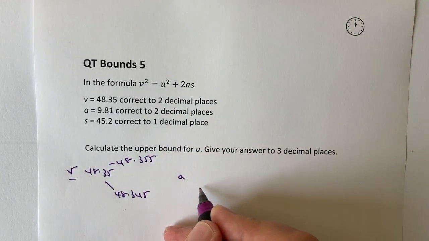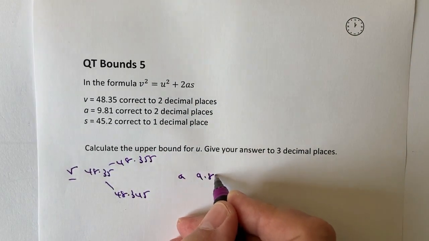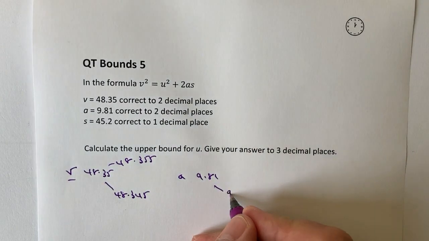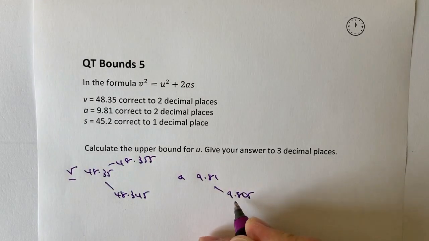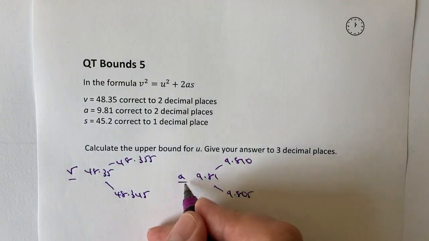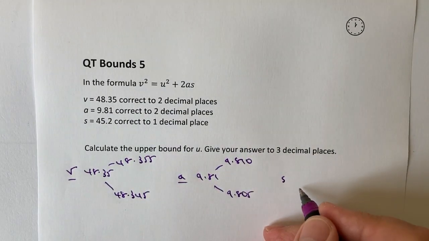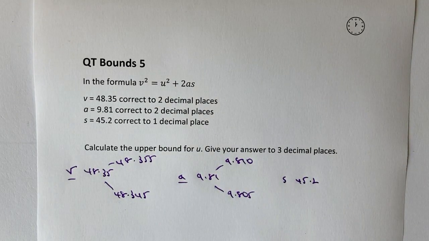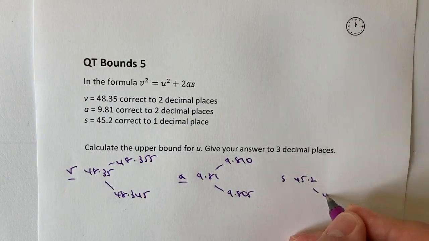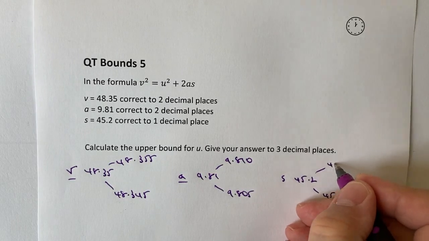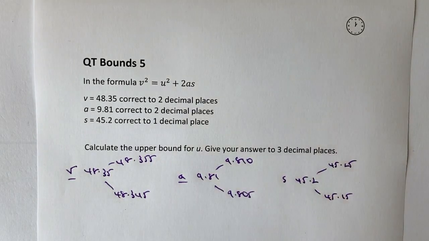Let's look at a. Well, I've got 9.81. The lower bound of that, because it's corrected to 2 decimal places, is 9.805. And the upper bound is 9.815. And then finally, I've got s, and that's 45.2, but this time it's correct to 1 decimal place. So to 1 decimal place, it means the lower bound is going to be 45.15, and the upper bound is going to be 45.25. Okay, so far so good.